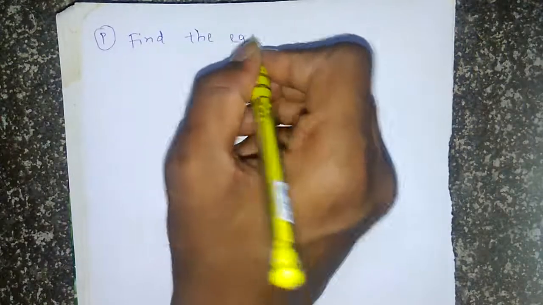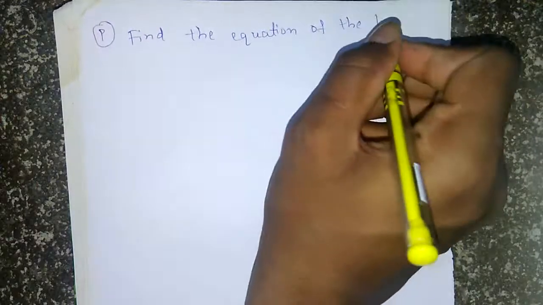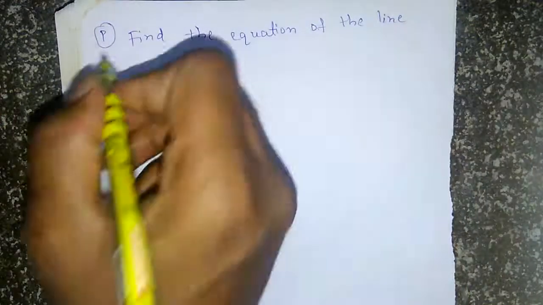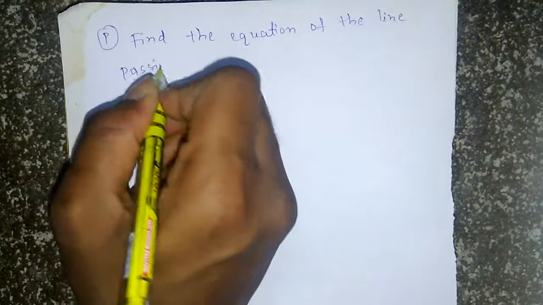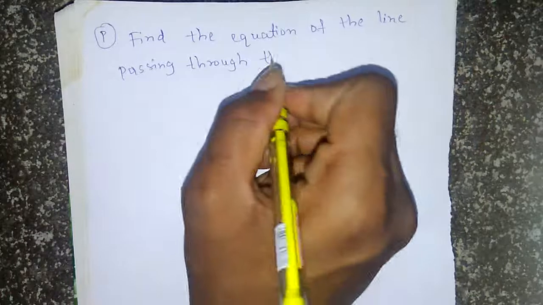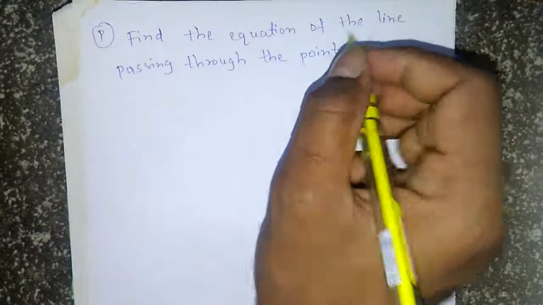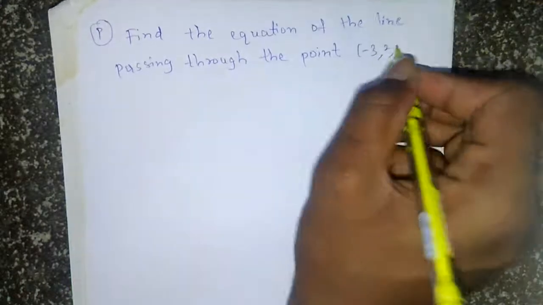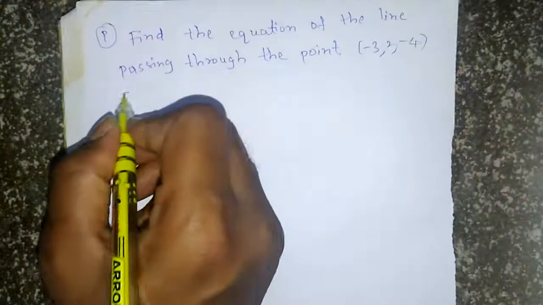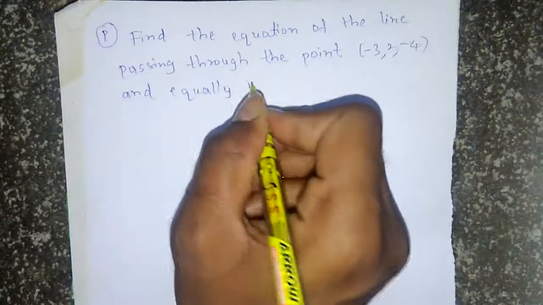Next problem: find the equation of the line passing through the point -3 comma 2 comma -4 and equally inclined to the axes.